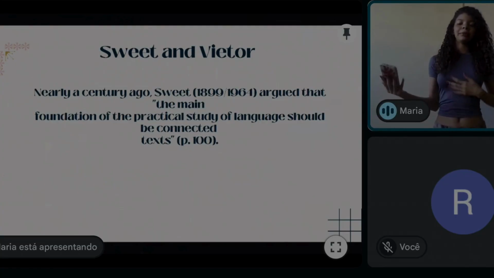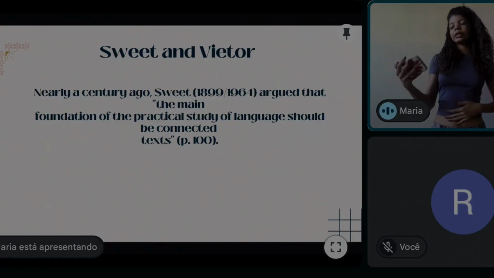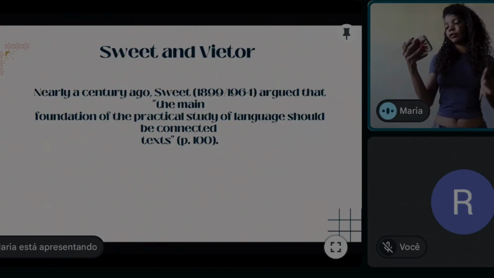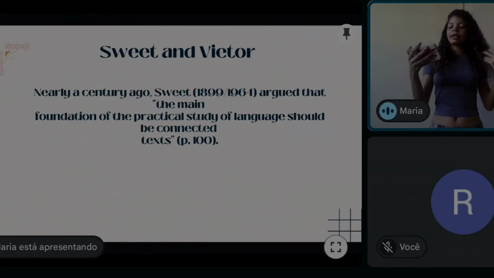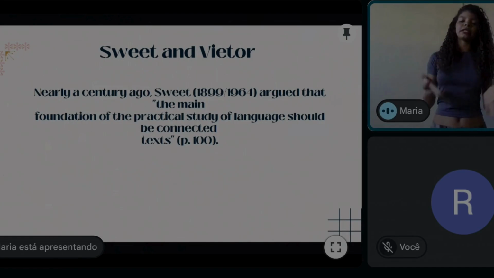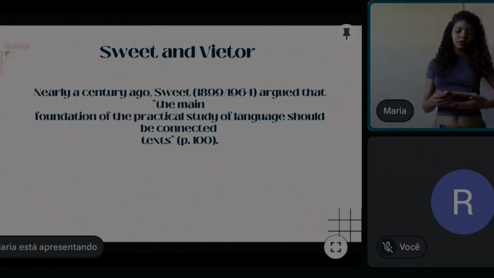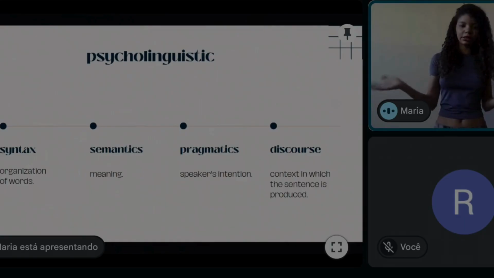So, Sweet and Victor, they believe that the better way to teach is by giving context. Sweet says that the main foundation of the practical study of language should be connected text. And Victor said that words should be connected to phrases and phrases to text, and everything should have a meaning. While we learn, therefore, things happen at the same time in our head and we don't even notice.